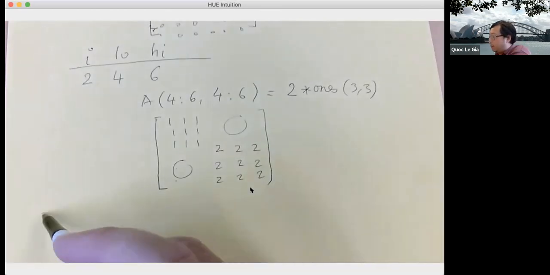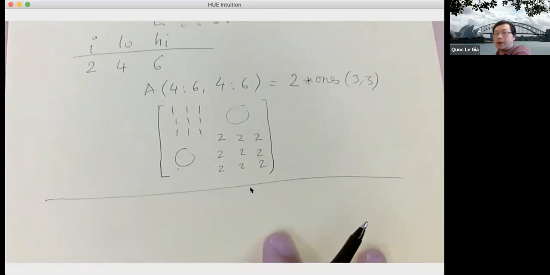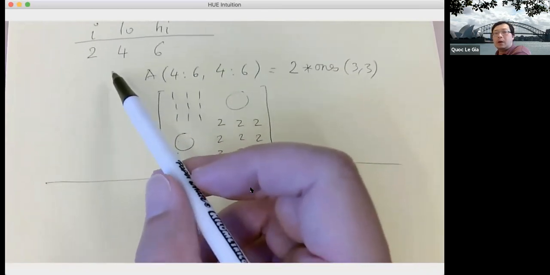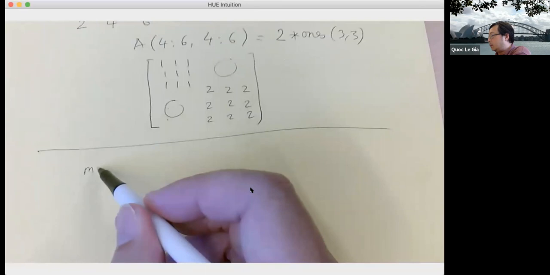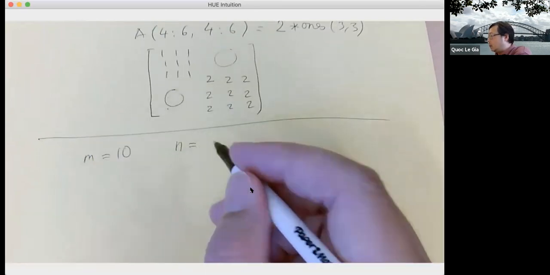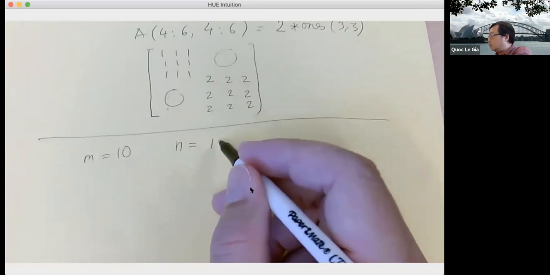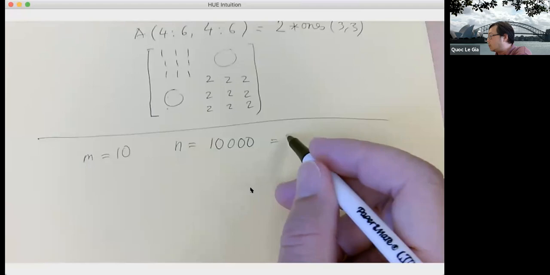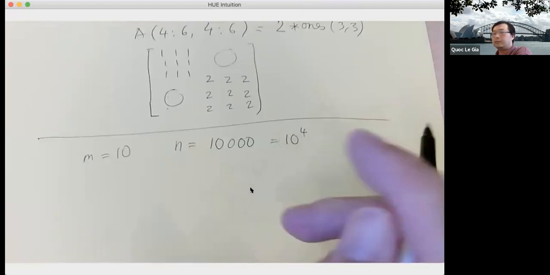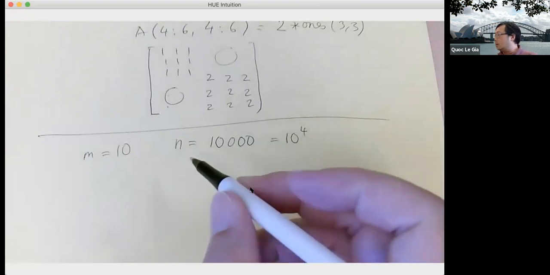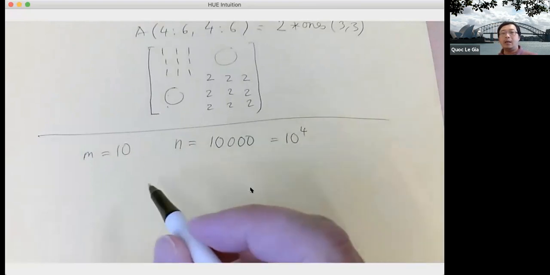So now forget about this example, forget about the case when m equal 2. So now you have m equal 10 and n equal 10,000, so 10 to the 4. Then what is the size of the matrix A?